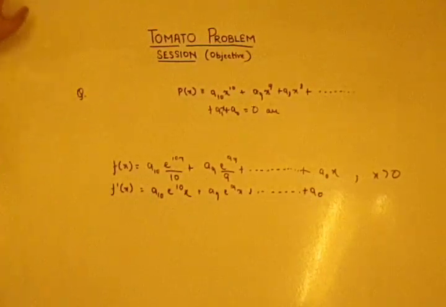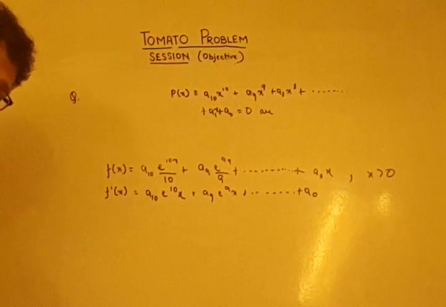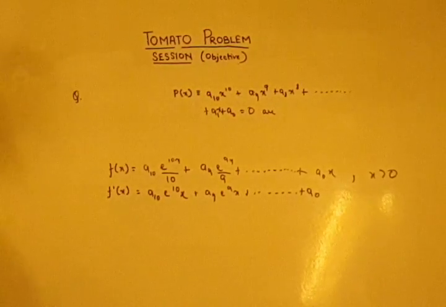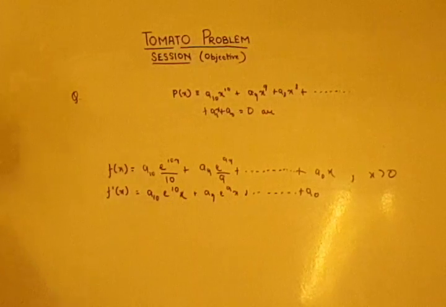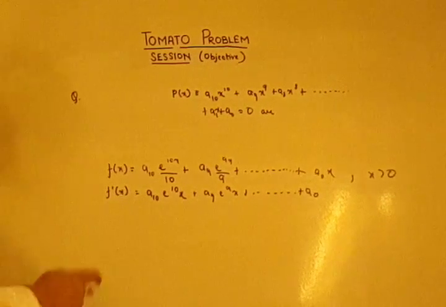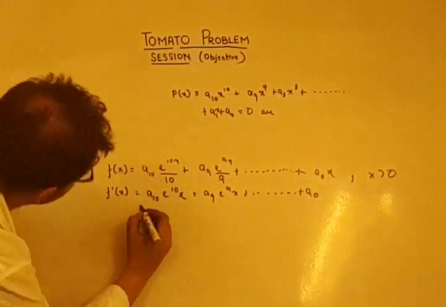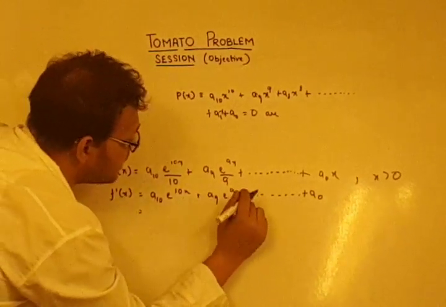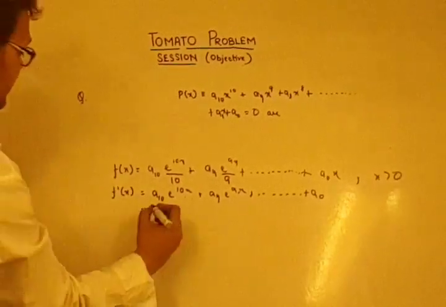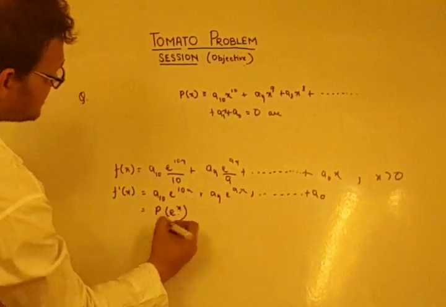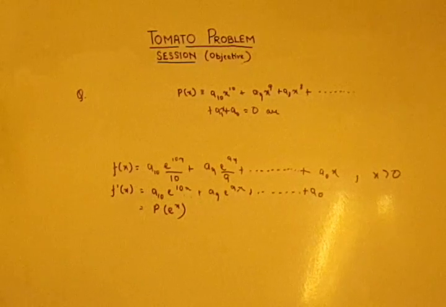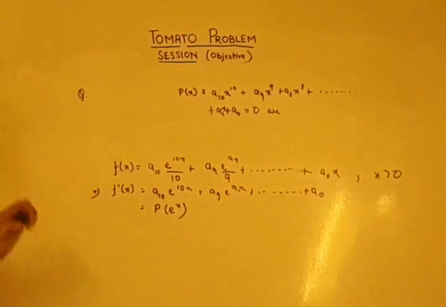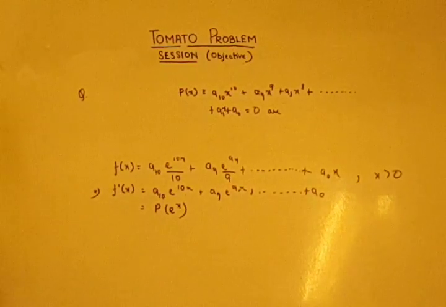So if I differentiate the function, we know that the derivative of e^(mx) is m e^(mx). But this function is very recognizable to us. What is that? If I substitute, this function is basically p of e^x, isn't it? So if I differentiate, I get that this derivative is equal to p of e^x.